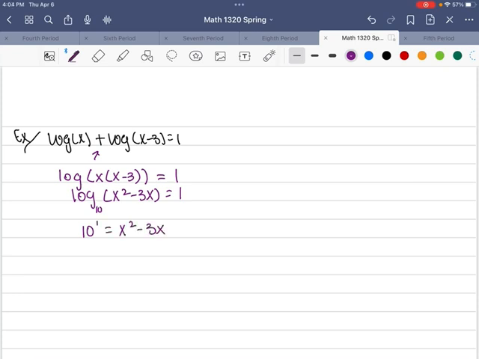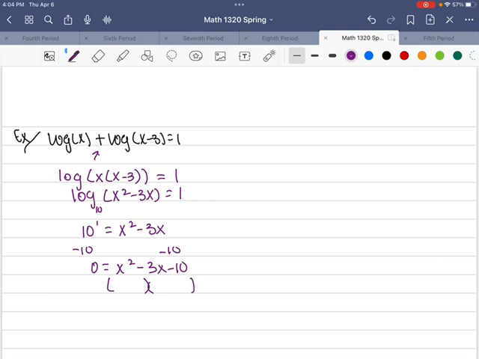So now our log is gone, and you can see that if we move everything to one side, we'll have a quadratic equation. So I'll move the 10 over, and I get 0 equals x squared minus 3x minus 10. So from here, I can factor it to find the solution. So I'm going to factor it.